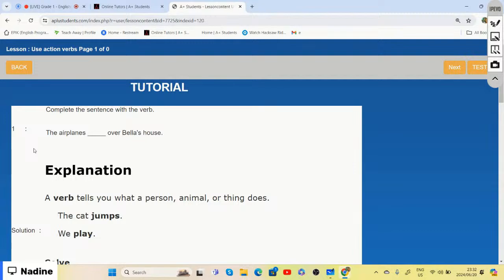All right, it says the airplanes over Bella's house. So the airplanes over Bella's house. What are the airplanes doing over Bella's house? Or what do airplanes do over somebody's house? What is the correct verb that we can use to complete the sentence?